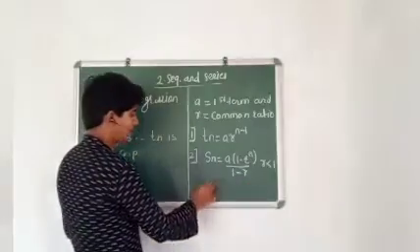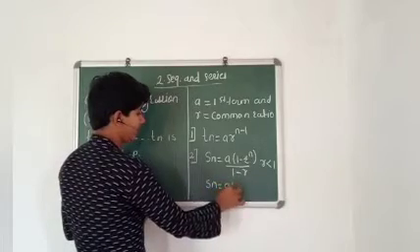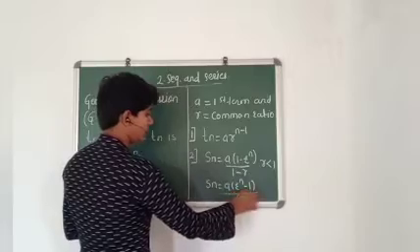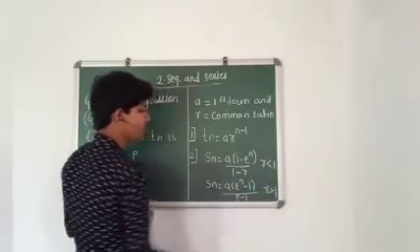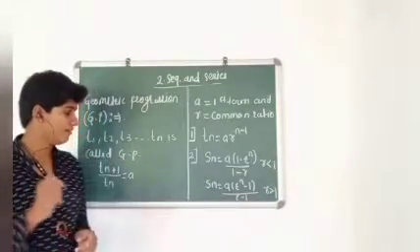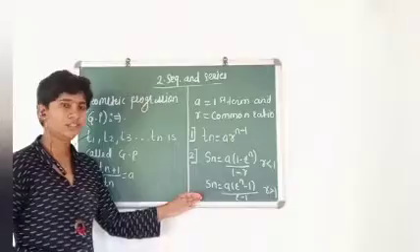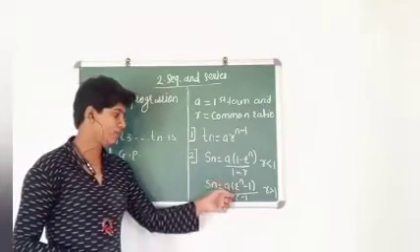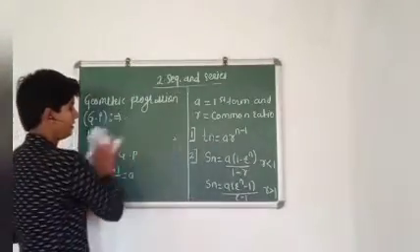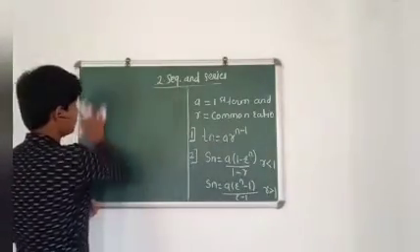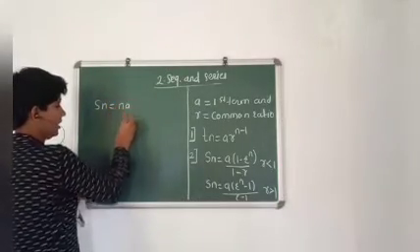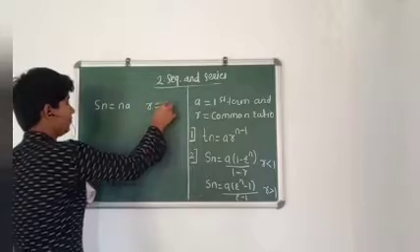Second formula: Sn is equal to A inside the bracket R raised to n minus 1 upon R minus 1, if R is greater than 1. That means if the common ratio is positive, greater than 1, then apply the formula Sn is equal to A inside the bracket R raised to n minus 1 upon R minus 1. And the third one: if R is equal to 1, Sn is equal to n into A.